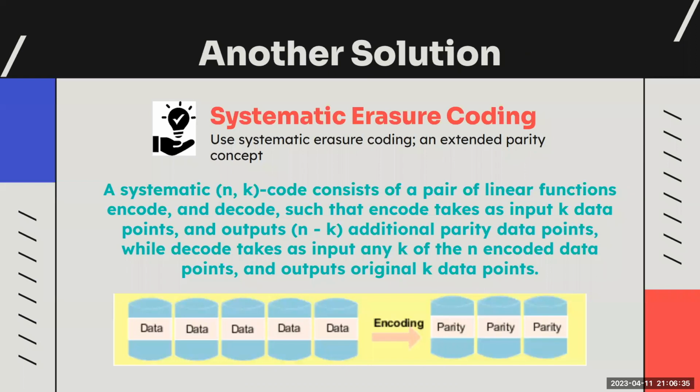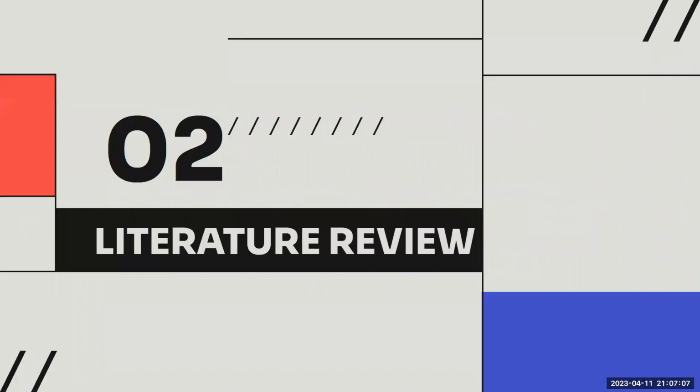An alternative solution to replication is to use erasure coding, which is essentially an extension of the concept of parity. An (n, k) code consists of a pair of linear functions, encode and decode, such that encode takes as input k data points and outputs the original k data points, as well as n minus k additional parity data points, which are together referred to as the encoded data points, while decode takes as input any k of the n encoded data points and outputs the original k data points.